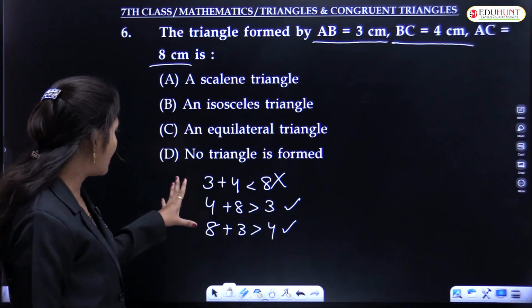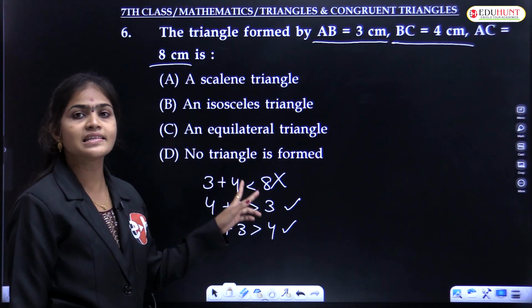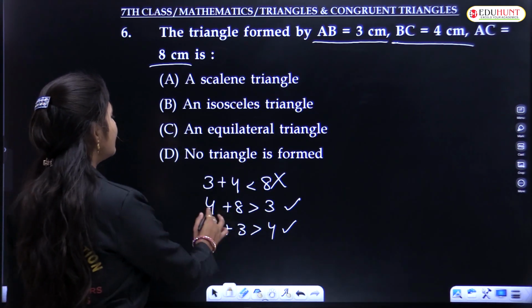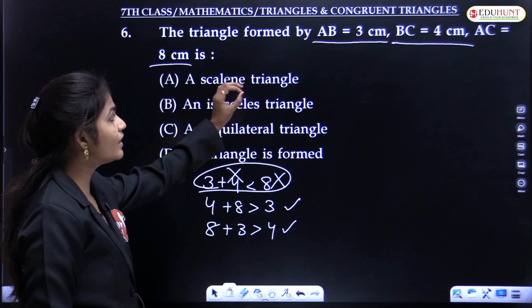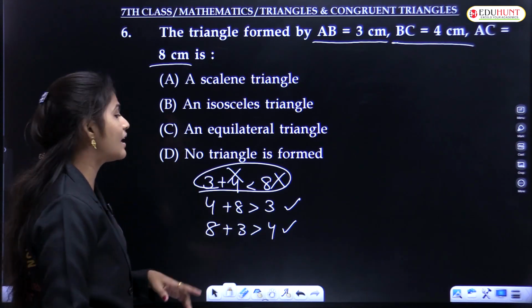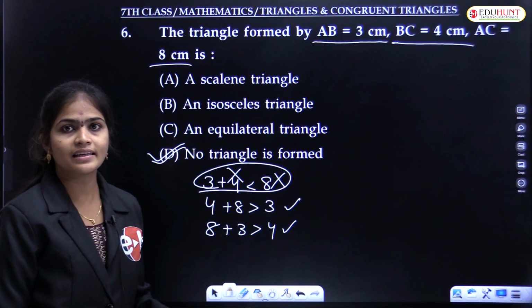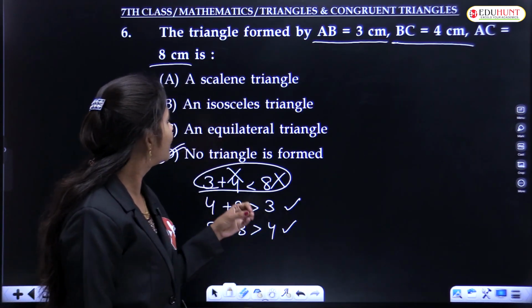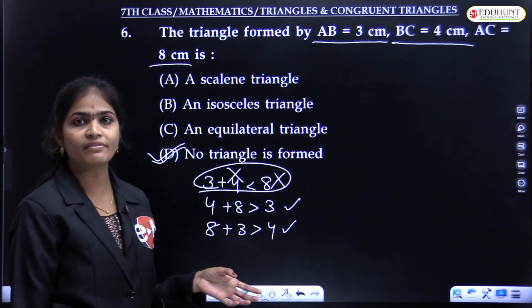Okay, here it has to satisfy all three conditions. Any two sides, their sum must be greater than the third side. So that's why in this condition it is not satisfying, no? So by using the given measurements we cannot form a triangle. So no triangle is formed. Is it clear to you? So in this way we have to check whether the given measurements are possible or not.